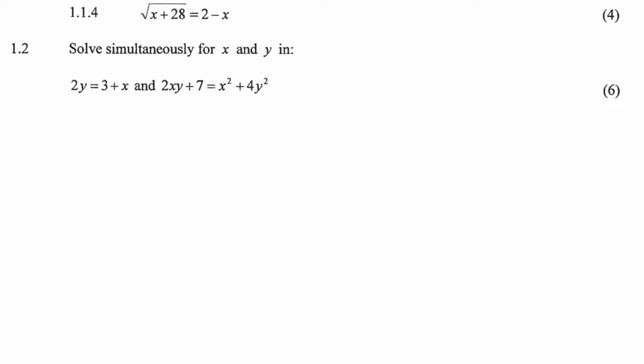Let's go to 1.1.4. We are given the square root of x plus 28 equals 2 minus x. Obviously here they want us to solve for x also. So this is a surd equation, right? How do we solve a surd equation? What you have to know is that you must first make sure that whatever is contained inside the root is on one side and the other expression is on the other side. So that's the first step.